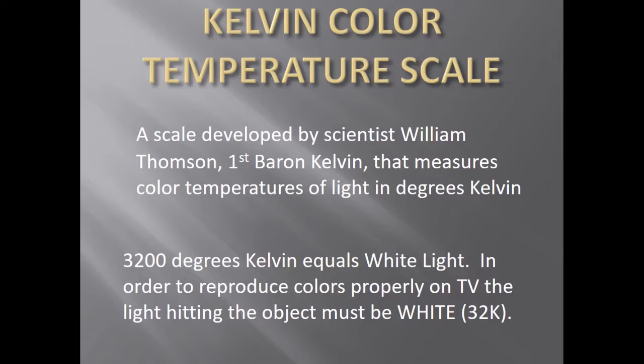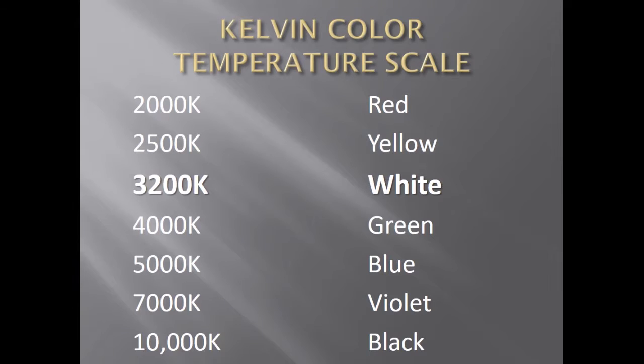So let's take a look at some other colors. And again, you don't have to write this down. I just think this is interesting, so I wanted to talk to you about it while we're on the topic of lights. When we look at the Kelvin color temperature scale, we can see here 3200 Kelvin is white light. Red light is 2000 degrees Kelvin. 2500 is yellow, and it goes all the way up to 10,000, which is black.